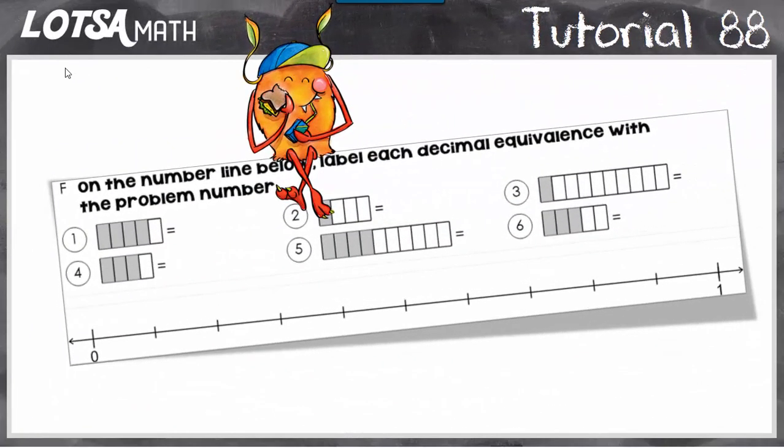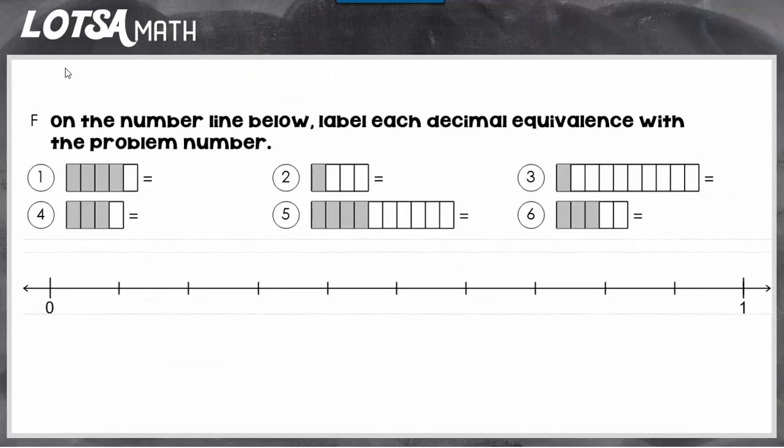For these questions, we are going to label decimal values on a number line. The directions say on the number line below, label, and to label is just to show a place with a mark of some kind. So you're going to label each decimal equivalence. An equivalence is an equal value. So you're going to label the equal values, and you're going to use the problem number to do that.